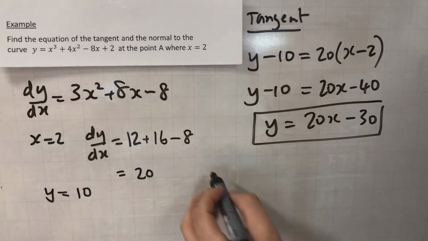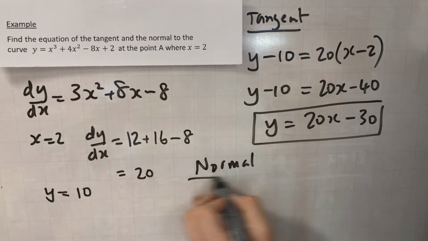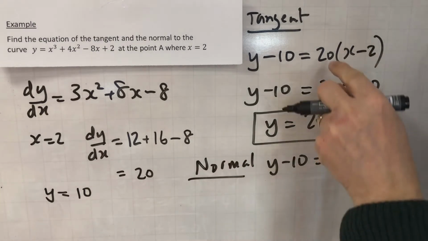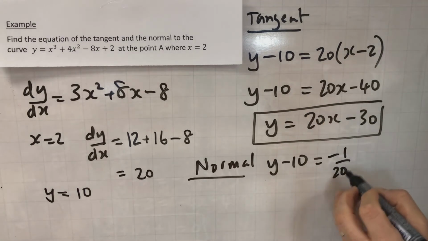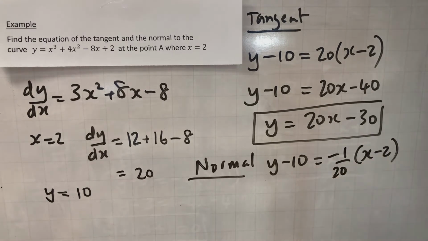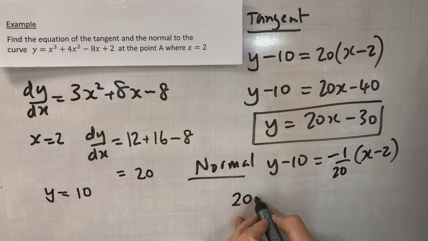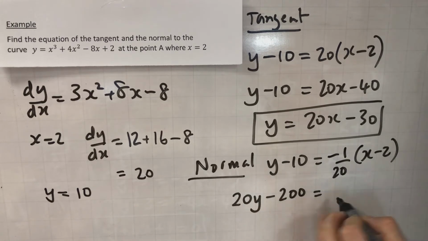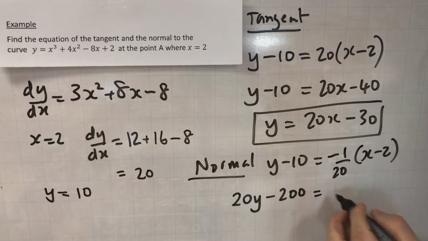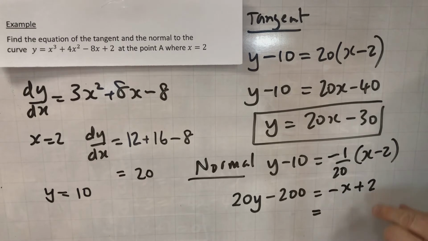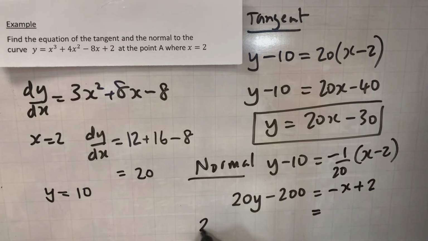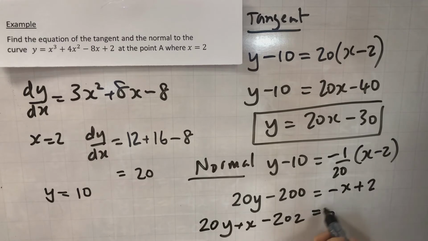As for the normal, very similar. However, if that's the tangent's gradient, then the normal will be minus 1 over 20. If I take that across the other side, it becomes times 20. And I'm left with then minus 1, so minus 1x, minus 1 times minus 2, plus 2, and arguably I could take everything across to that side, so I get 20y plus x minus 202 is equal to nothing.